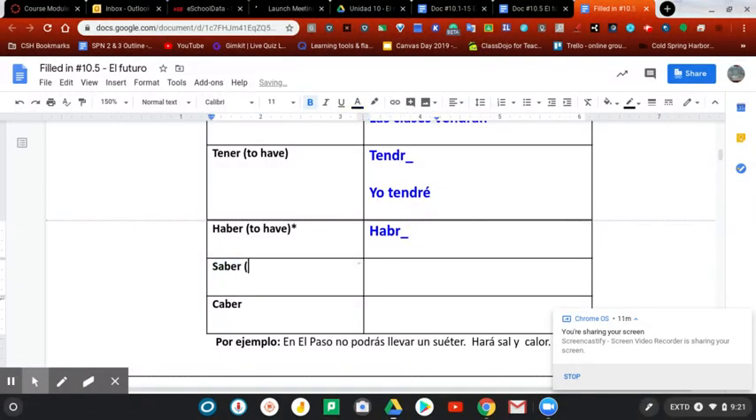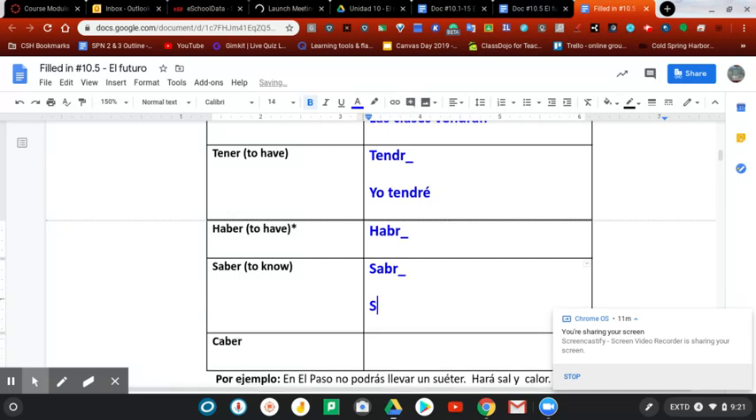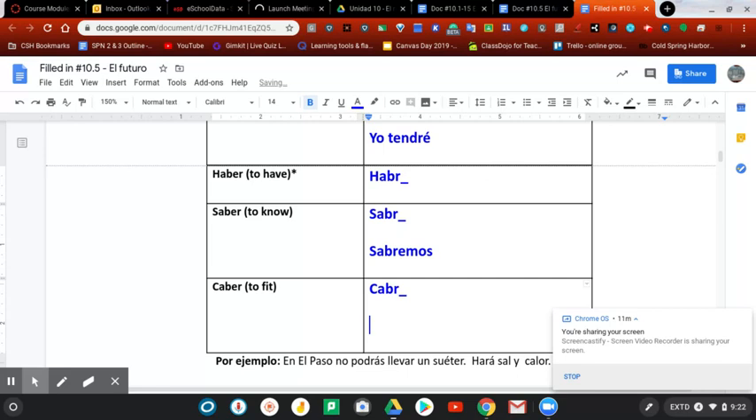Okay. Saber, we know, to know. Sabr. If we have sabremos, we will know. And then caber, to fit. Cabr. We have something like los zapatos cabrán. The shoes will fit.